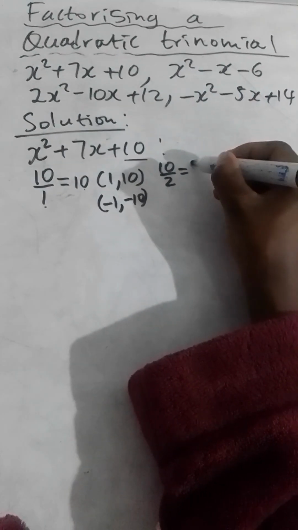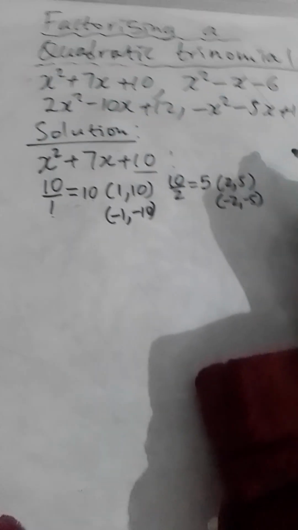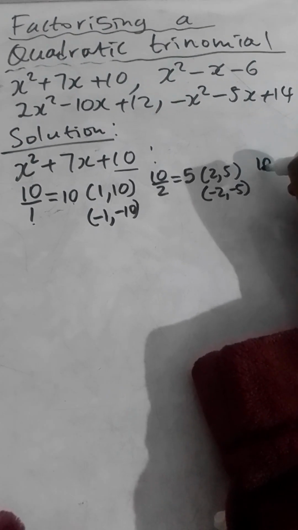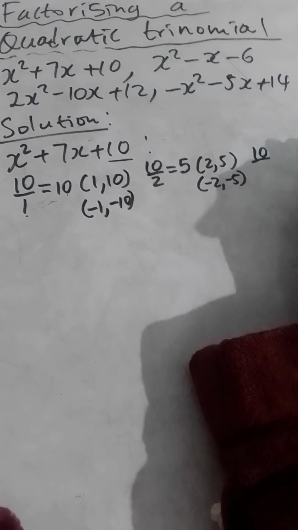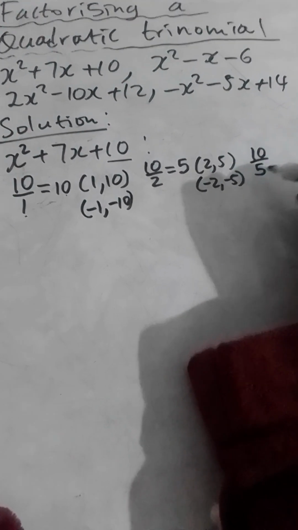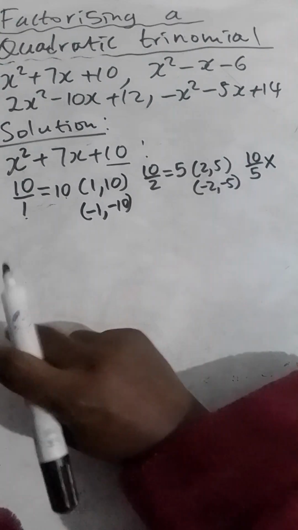Then you go on to 2 now. 10 divided by 2 is equal to 5. So we have 2 and 5, and -2 and -5. Remember, you get the second set by changing the signs of the first pair. Then we go to 10. We can't divide by 3 because it will leave a remainder, so it's not a factor. 4 also leaves a remainder. 5 goes. But when you start to see a factor you already have, it means you have found all the factors, so we stop.